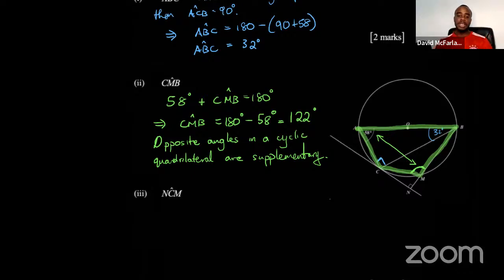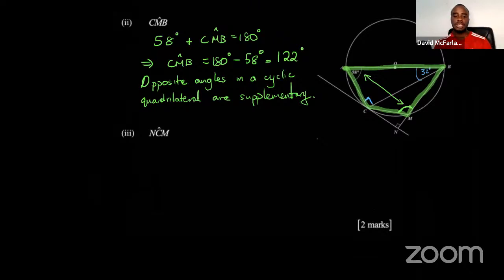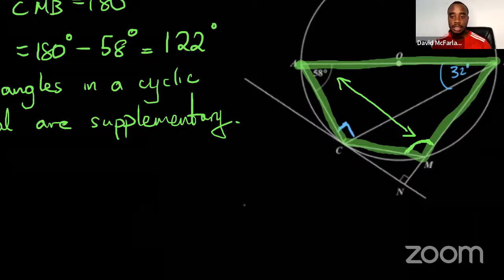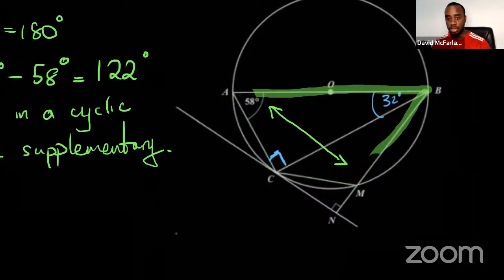Cool. Let's go to NCM. Again, I already have the diagram here, so I don't have to carry down anything. So NCM, what is that? Let me rub out this part. NCM, put it in yellow. So NCM is the angle that's right here, and the angle that's right here.